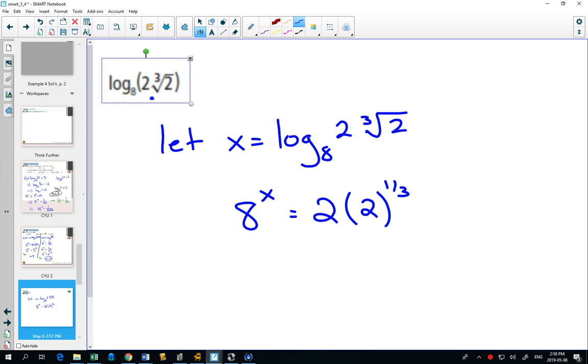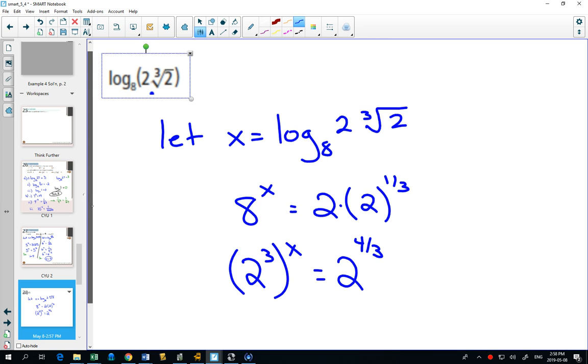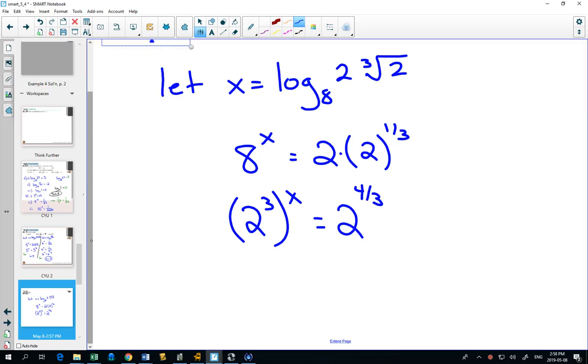Are 2's and 8's in the same powers chart? Yes. I can write 8 as 2 cubed. What can I do on the right-hand side? What's the rule when you're multiplying with the same base? Add the exponents. What's 1 plus 1/3? 4/3. You need a common denominator. And what's the rule for an exponent to an exponent? We multiply. So now we've got on this side 2 to the 3x, on this side 2 to the 4/3.